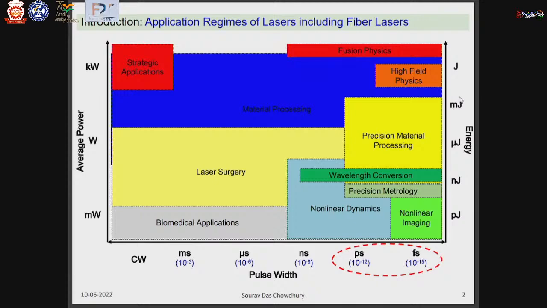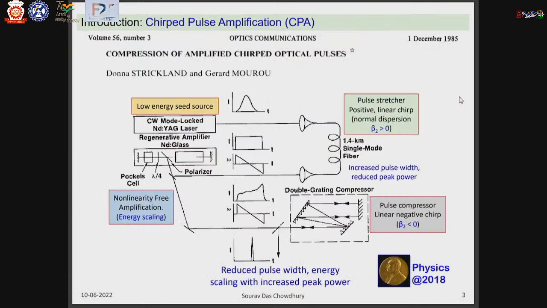So to achieve a high energy ultra short pulse, the method was first proposed in 1985 by Donna Strickland and Gerard Mourou, which won them the Physics Nobel in 2018. And this is their original paper where they proposed this configuration. Initially there is a seed oscillator which is producing ultrafast pulses but at a low energy.